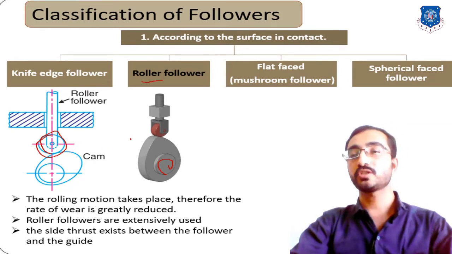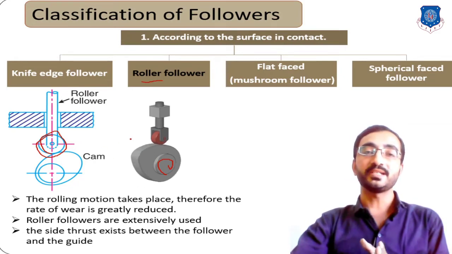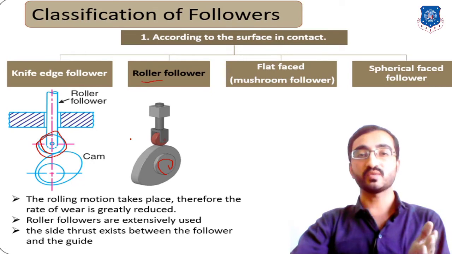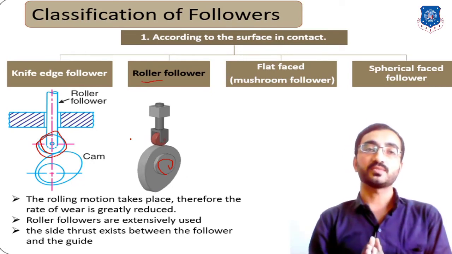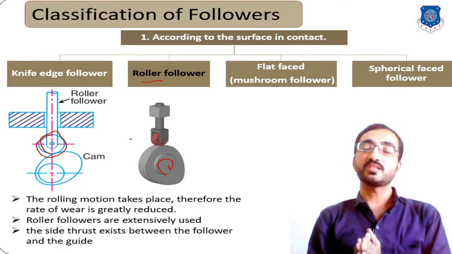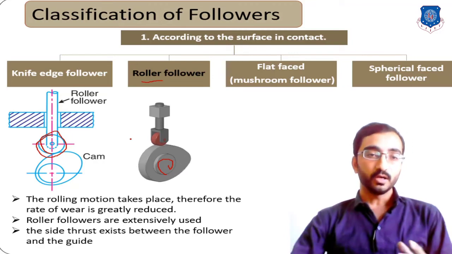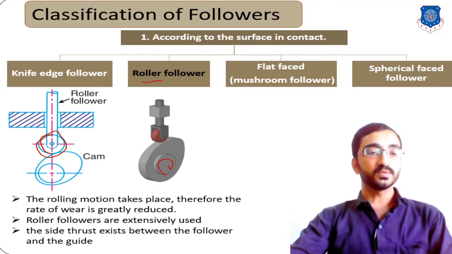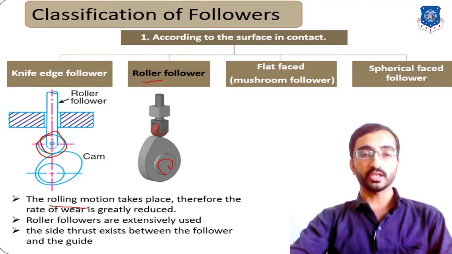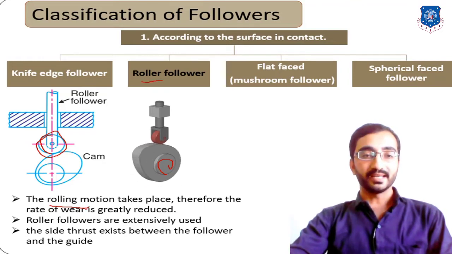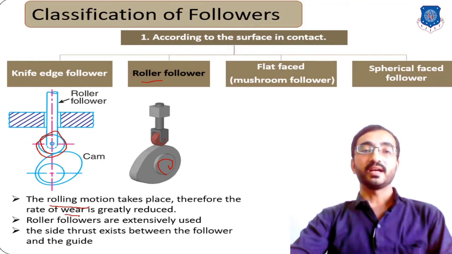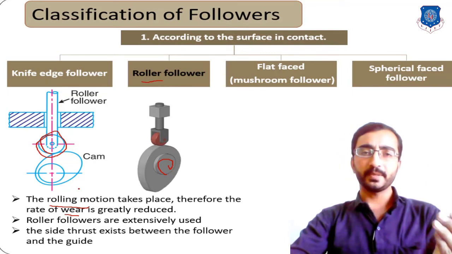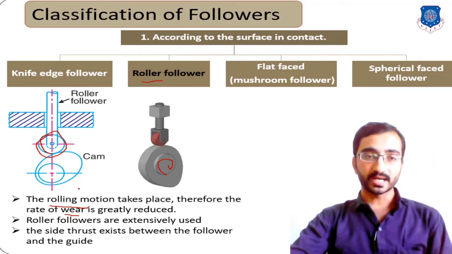And that is the most important question. Many times it is asked in short questions as well as in competitive exams, why is the roller follower preferred over the knife edge follower? Simply observe that due to this rolling motion, it has a lesser rate of wear, and that's why we prefer the roller follower compared to the knife edge follower.